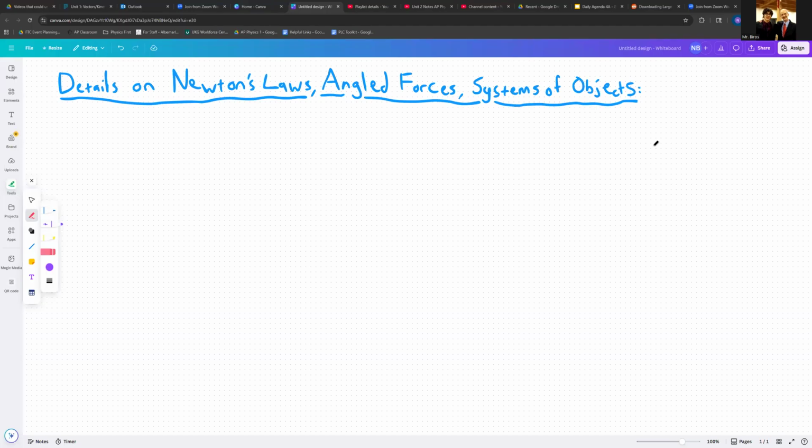All right, we are continuing with forces, and today we're going to be looking at some details regarding Newton's laws of motion. We're going to look at angled forces and how to deal with and work with those, and then also, hopefully, we'll get into some systems of objects. All right, so let's get right into it.